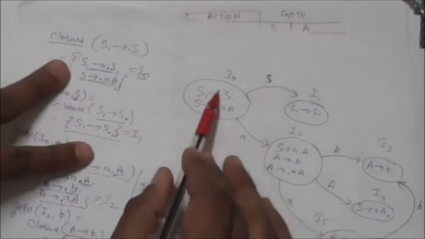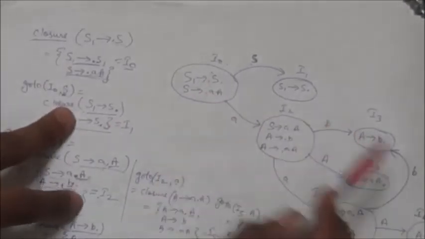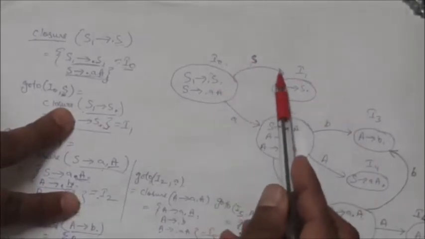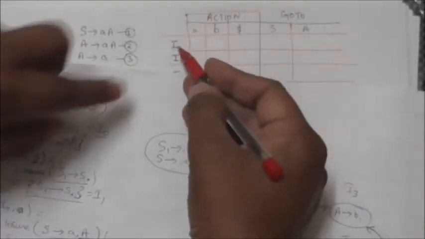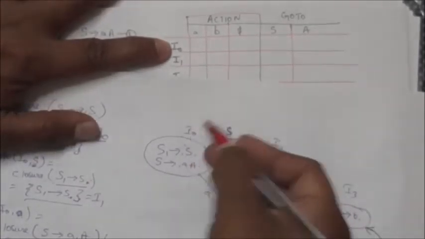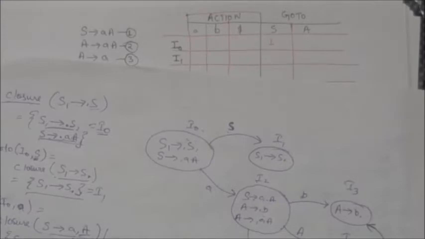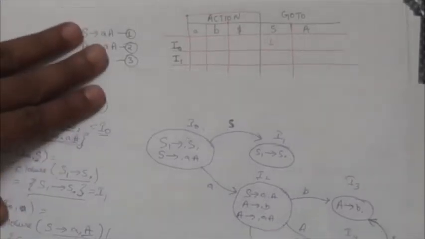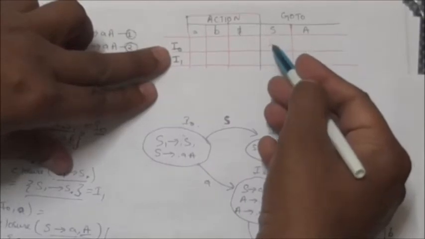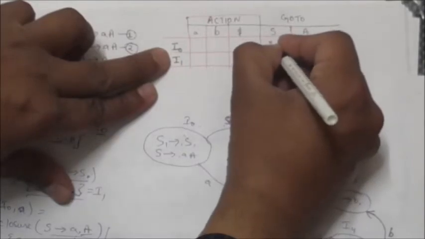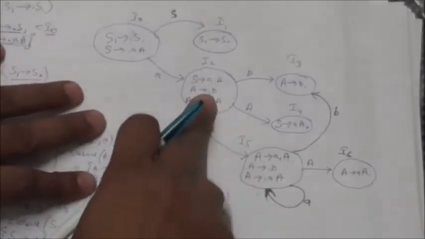So let us see how we will construct the go to table. Now see this state I0, right? From state I0 there is a transition to state I1 for non-terminal symbol S. So in go to table, in the row labeled by I0 and column labeled by non-terminal symbol S, we will write 1. It indicates that when the DFA is in state I0 and it reads this non-terminal symbol S, then it will jump to state I1, right?